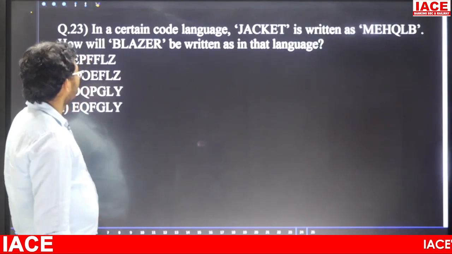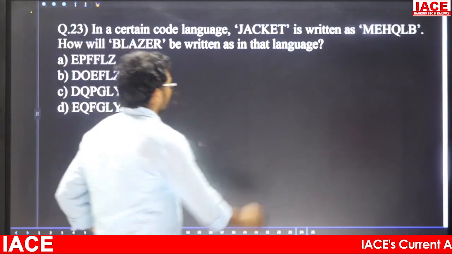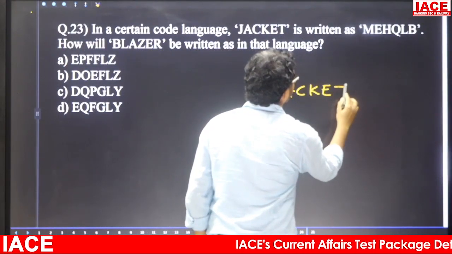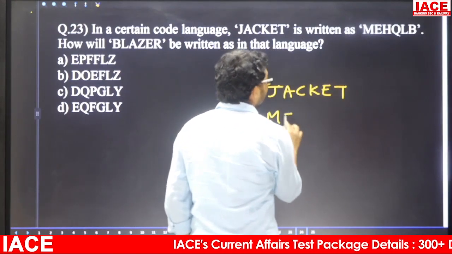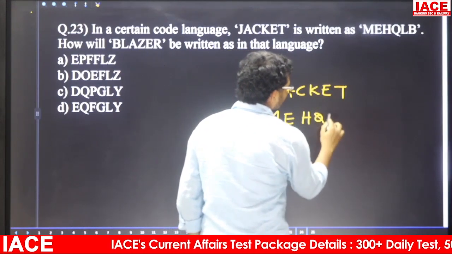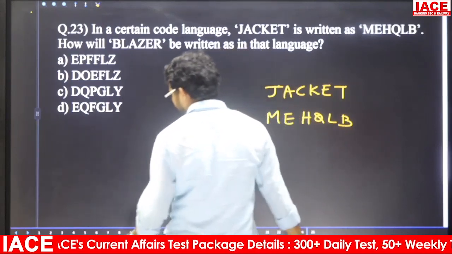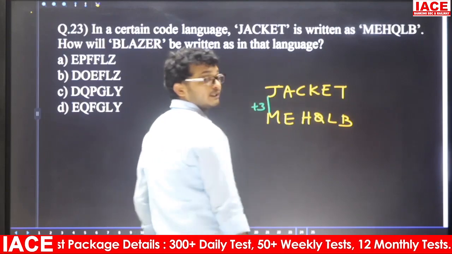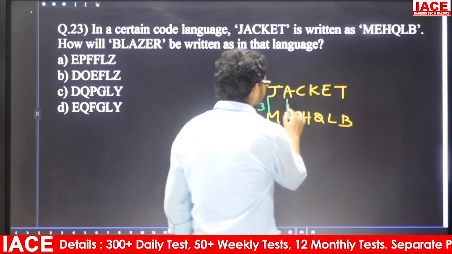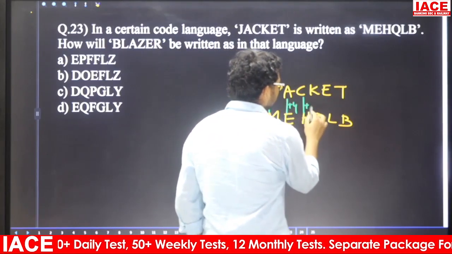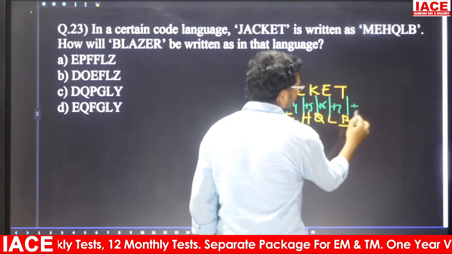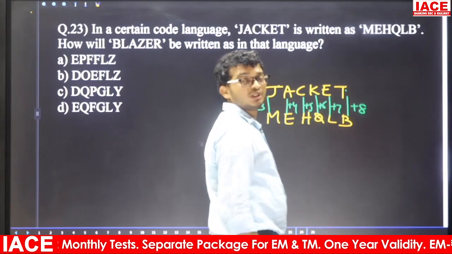Question number 23. In a certain code language, jacket, J-A-C-K-E-T, is written as M-E-H-Q-L-B. Then how is blazer written? Friends, here the logic is J and M, plus 3. Next, A and D, plus 4. C and H, plus 5. This one is plus 6. This one is plus 7. This one is plus 8. T is 20, 20 plus 8 is 28.